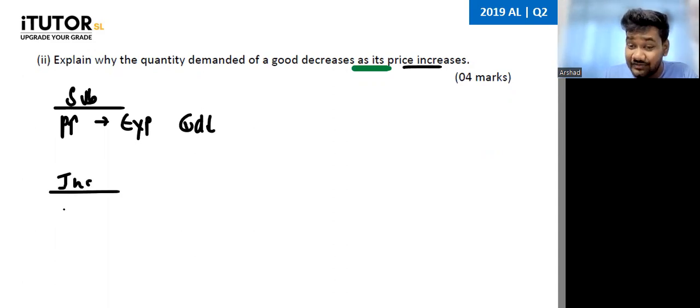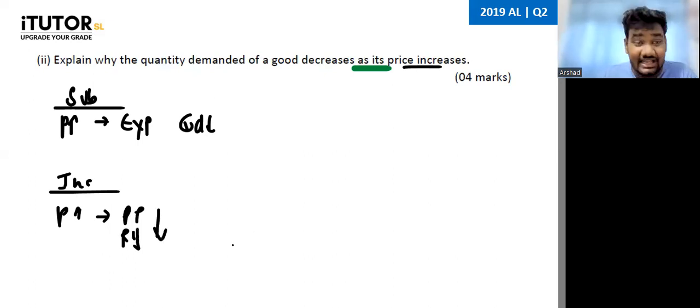So when the price of the good increases, what happens? According to the income effect, a consumer's purchasing power or real income comes down. Purchasing power, or in other words, real income, decreases. As a result, he can now only afford to buy less of that good, meaning quantity demanded will come down. So that is why the quantity demanded decreases as price increases.